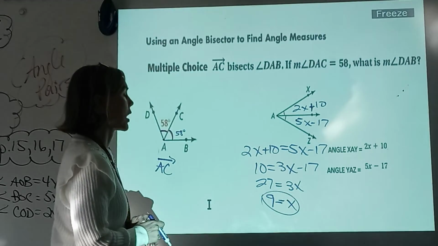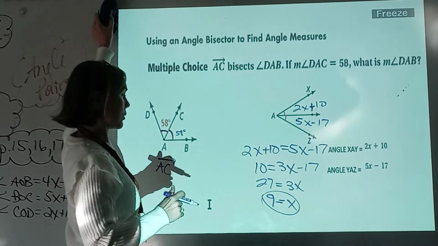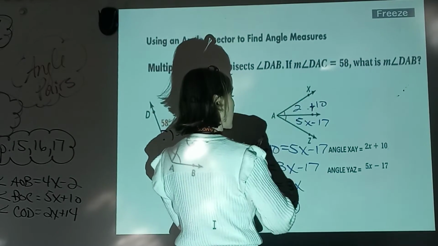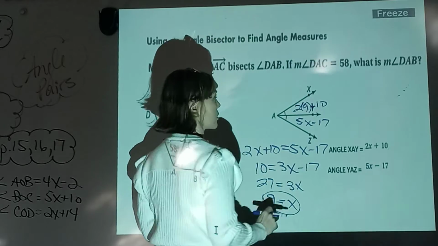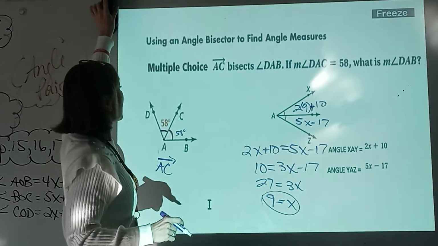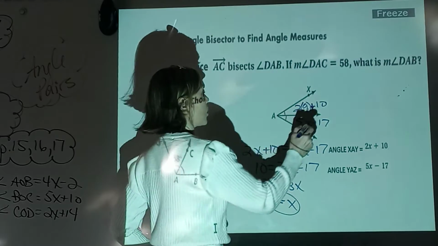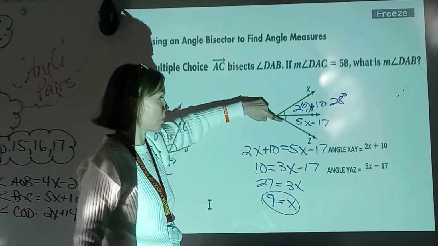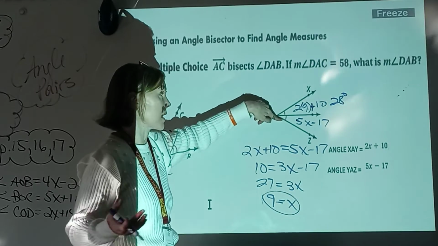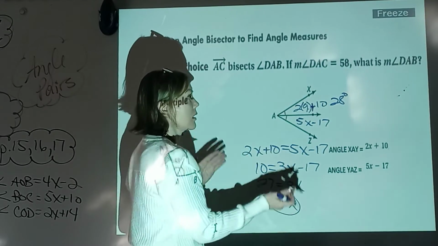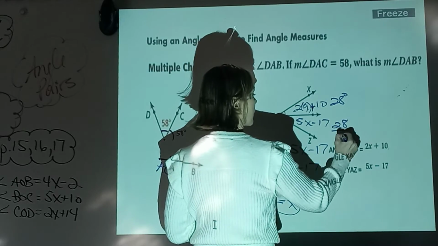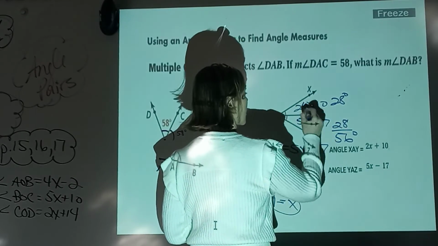Okay? So if you want to know the measure, all you have to do is take what x is equal to and plug it in here. So 2 times 9 is 18. 18 plus 10 is 28. 28 degrees. So if this angle is 28 degrees, what is this angle? 28 degrees. And then what's the whole thing? 28 plus 28 is what? 48. What? I mean, 56 degrees. 56. The whole thing is 56.